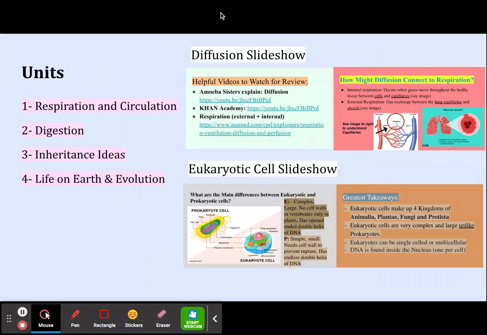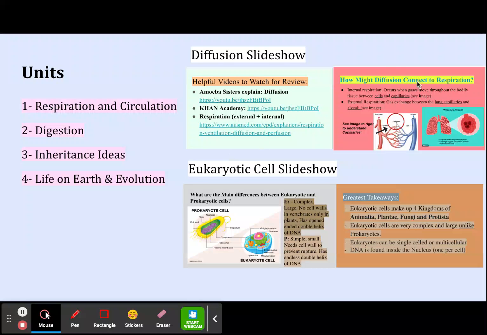Like I said, there were 4 units: respiration and circulation, digestion, inheritance ideas, and life on Earth and evolution. So on each unit, I would produce around 2 presentations. I'd also present them in class to first period, which was my assigned block.